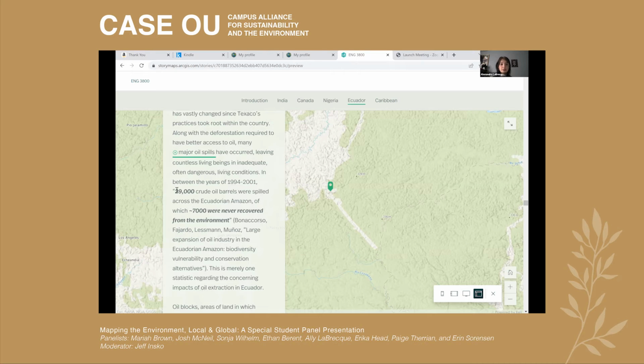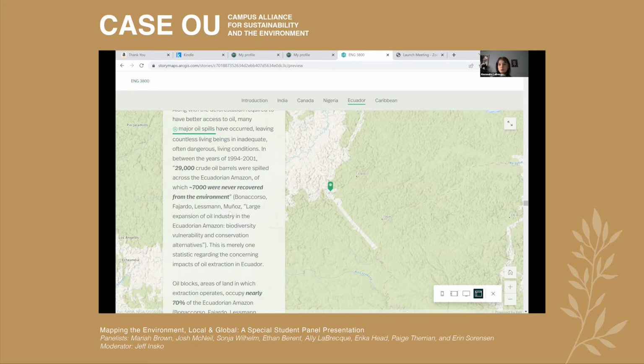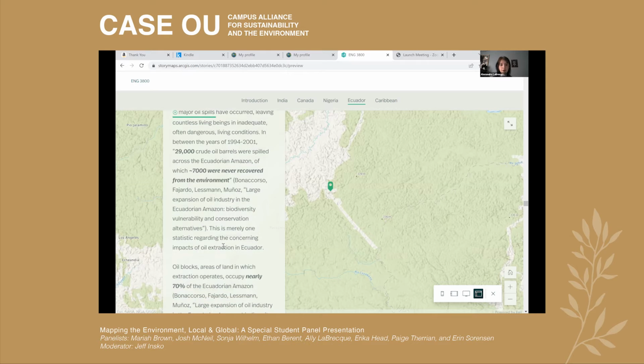And then just a little statistic is that 29,000 crude oil barrels were spilled across the Ecuadorian Amazon, of which 7,000 were never recovered from the environment. So that's just one very concerning statistic, just kind of showing the breadth and really how impactful this has been in the entirety of Ecuador.